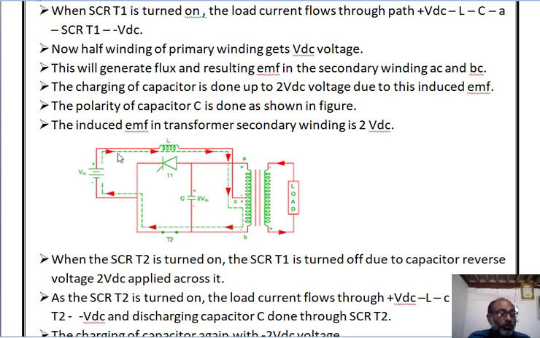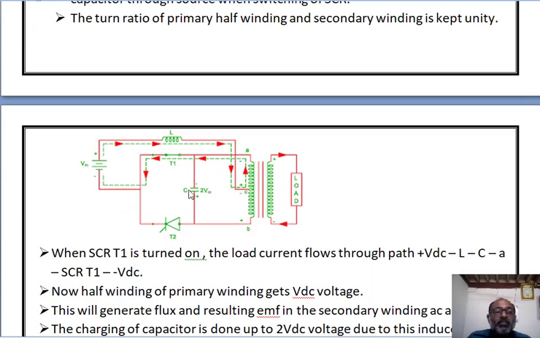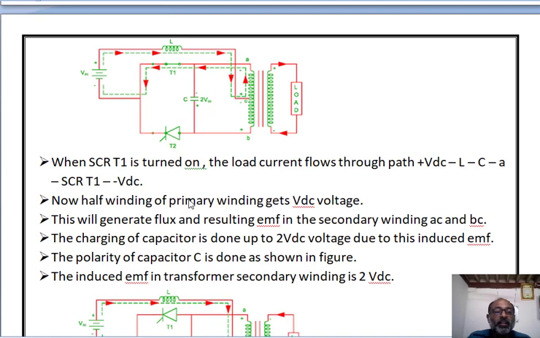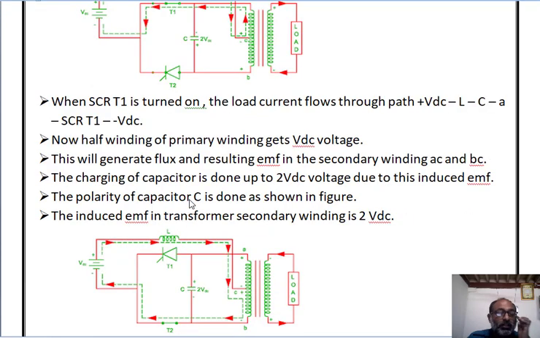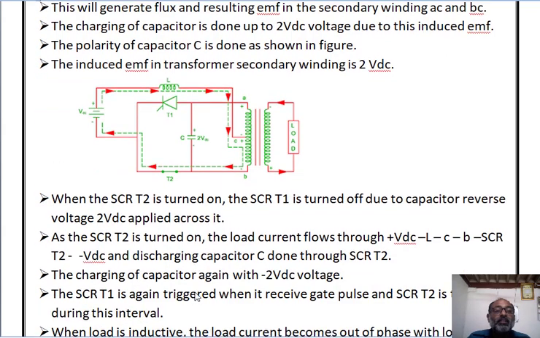Now this charged capacitor is discharged through this SCR T2. After this, the capacitor will charge up to -2 VDC voltage. That means its lower plate becomes negative and upper plate becomes positive.